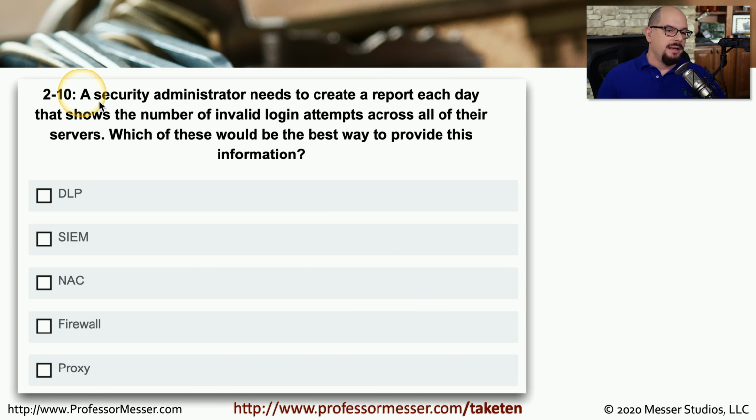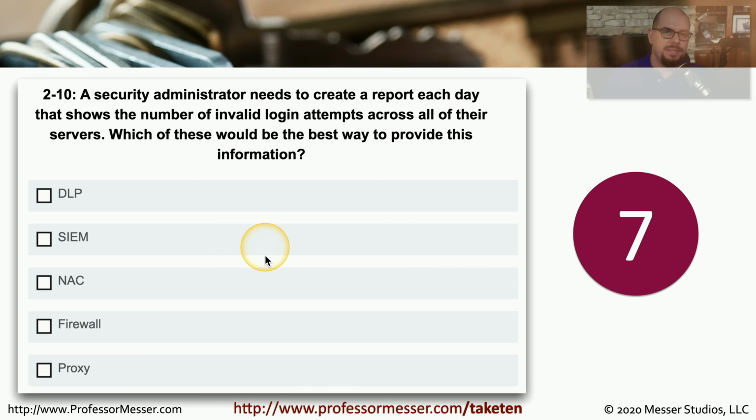And question 10. A security administrator needs to create a report each day that shows the number of invalid login attempts across all of their servers. Which of these would be the best way to provide this information? Would it be DLP, a SIM, a NAC, a firewall, or a proxy? The answer in 7 seconds.